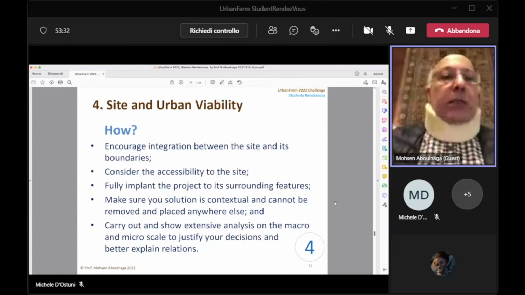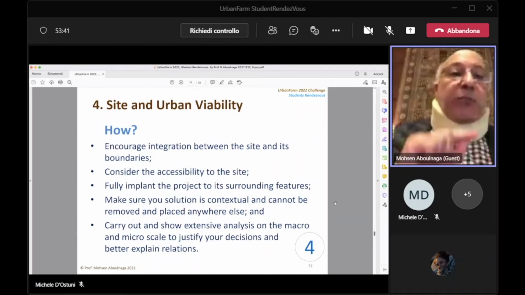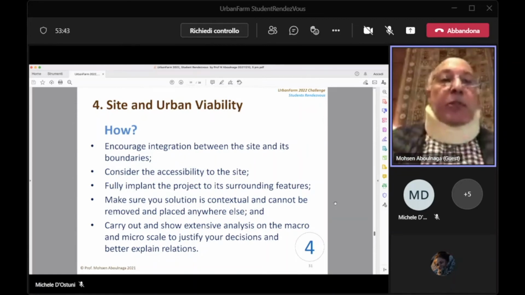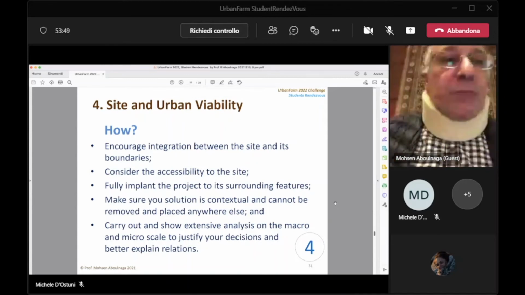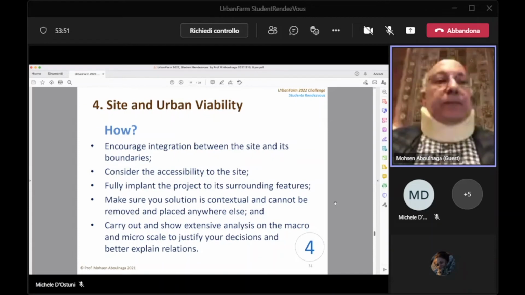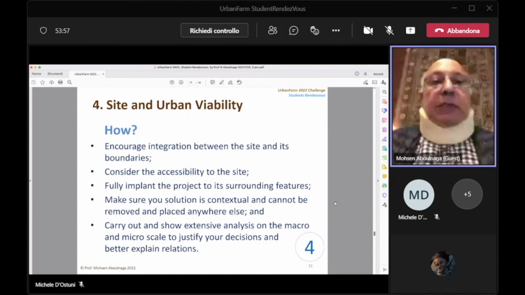Next slide, please, Michael. Encourage integration between the site and its boundaries. Consider the accessibility to the site. That's very important. One of the projects that we evaluated as an international jury in 2020 failed because they had only one access. And during COVID, you cannot have one access to the site. Fully implement the project and its surrounding features.